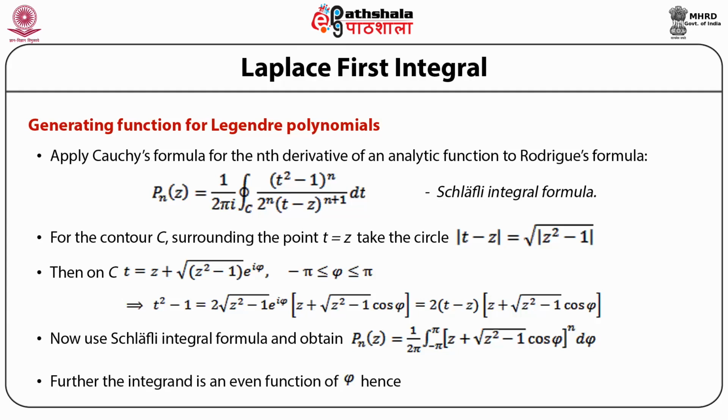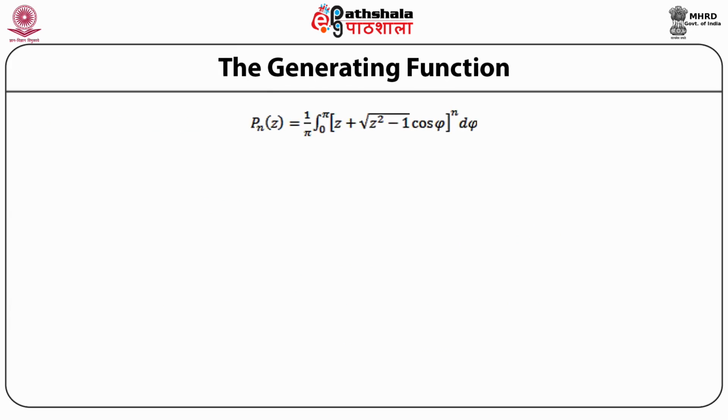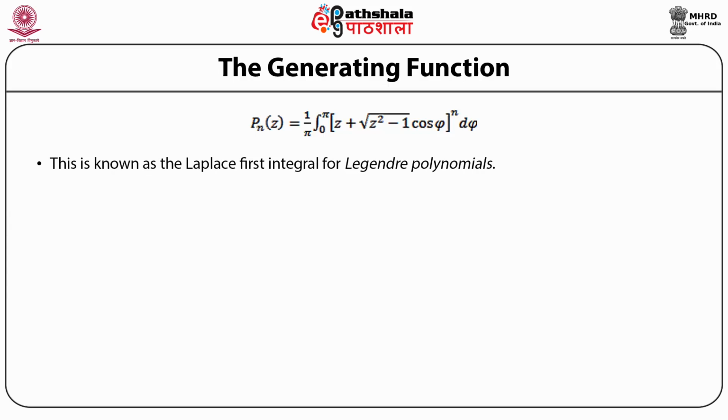Further, the integrand is an even function of phi. Hence, Pn of z is equal to 1 by pi definite integral over phi going from limits 0 to pi for the term within the brackets z plus under root of z square minus 1 cos phi brackets close raised to power n. This is known as the Laplace first integral for Legendre polynomials.